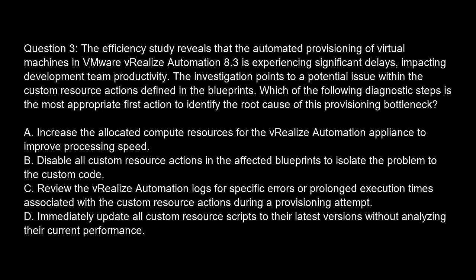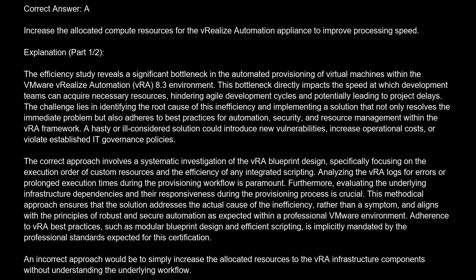Option B. Disable all custom resource actions in the affected blueprints to isolate the problem to the custom code. Option C. Review the vRealize Automation logs for specific errors or prolonged execution times associated with the custom resource actions during a provisioning attempt. Option D. Immediately update all custom resource scripts to their latest versions without analyzing their current performance. The correct answer is A. Increase the allocated compute resources for the vRealize Automation appliance to improve processing speed.